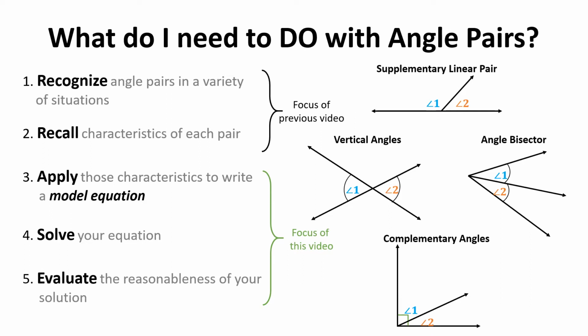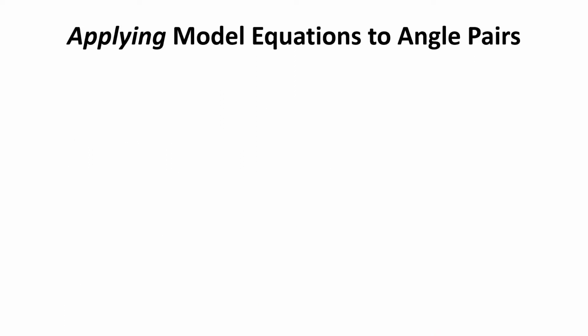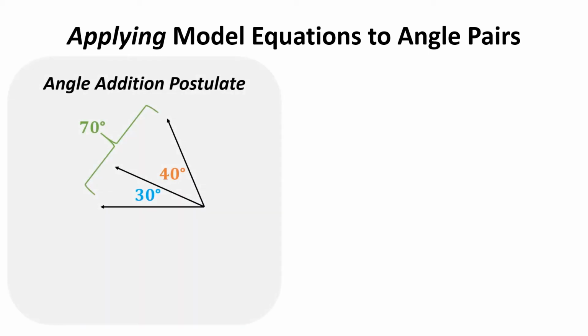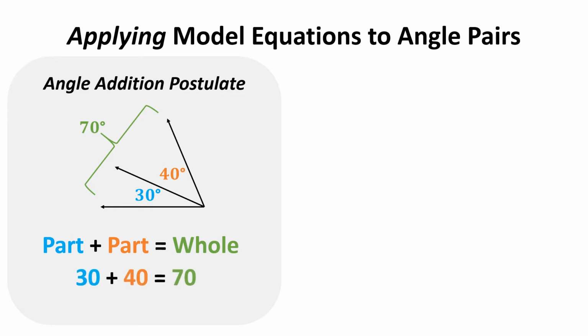This is very similar to what we did in our first video on just the angle addition postulate, but now we need to apply that to our angle pairs. We'll start by applying model equations to angle pairs. Let's remember the angle addition postulate. It's that part plus part equals a whole. When we write a model equation for this set of angles, we write that 30 plus 40 equals 70.